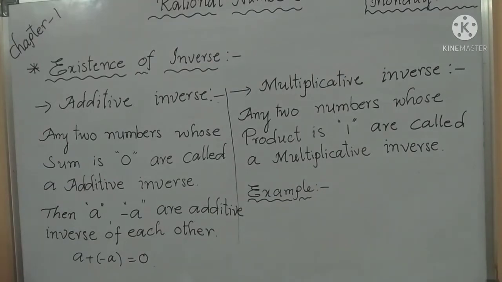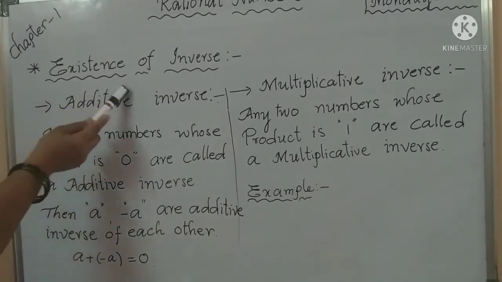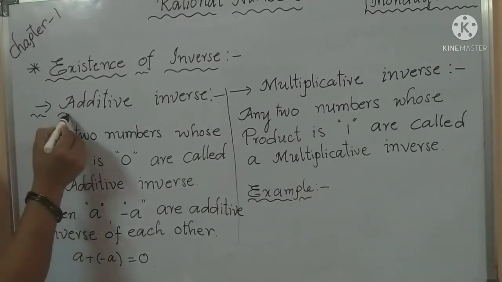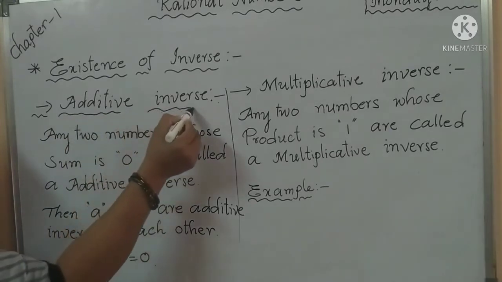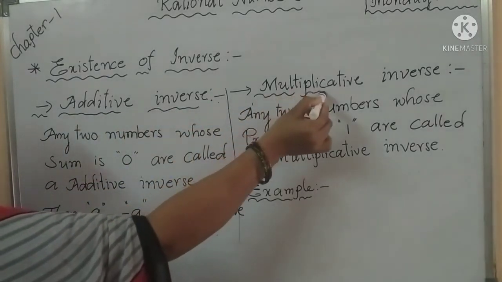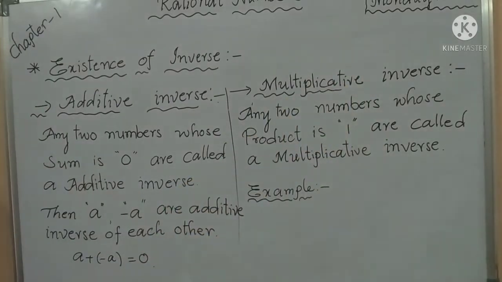The next concept is the existence of inverse. This is of two types. The first one is the additive inverse, and the second one is the multiplicative inverse. So first we explain the additive inverse.